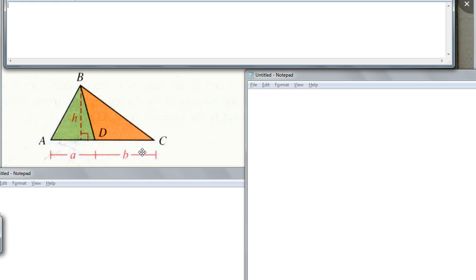So let's compare the areas of the two triangles. Somebody tell me the area of the green triangle. How about calling somebody at random here? Let's see. How about Hannah? Can you tell me the area of the green triangle?